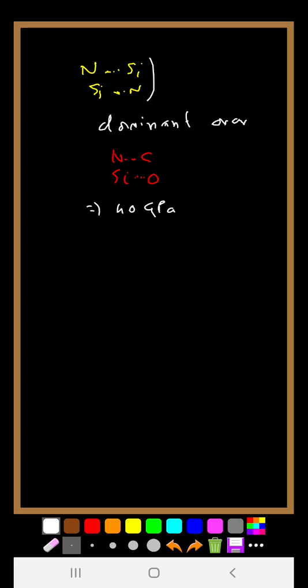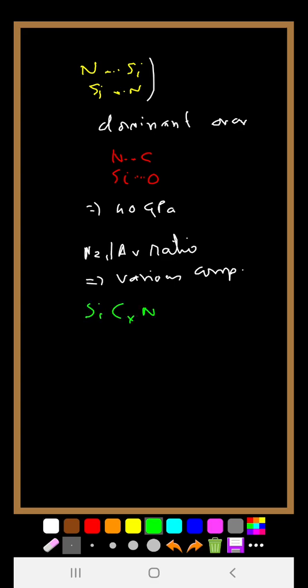It is possible to change the nitrogen argon ratio, with various compositions of SiCxNy films, leading to various compositions of SiCN. So in that case we will call them SiCxNy films, obtained during sputtering by various nitrogen content in the gas flow mixture.